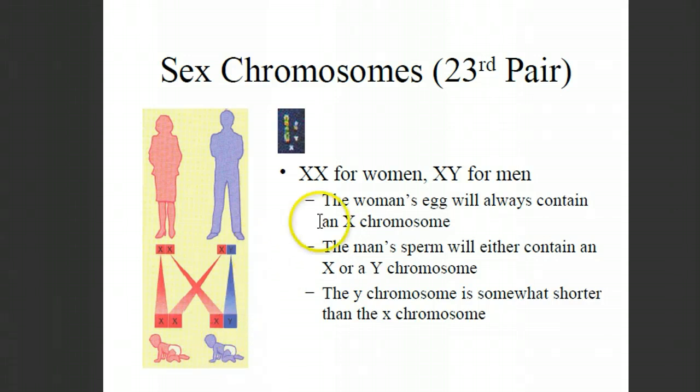Again, the simplistic view here. So woman's egg is always going to contain X chromosome. The man's sperm will contain either the X or the Y chromosome, and as you can see, that Y chromosome is shorter.